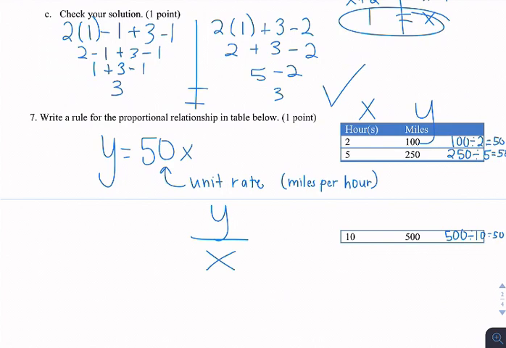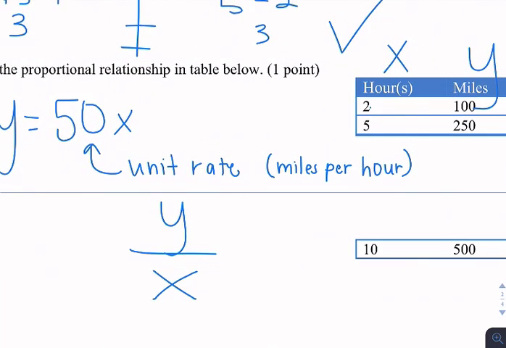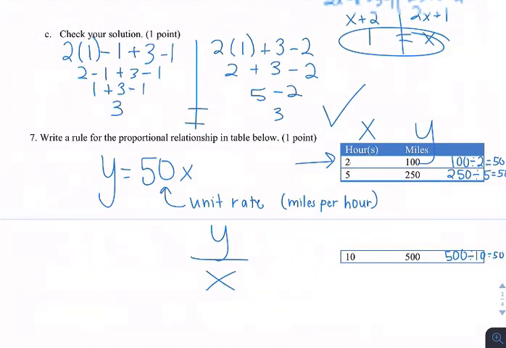Never put any other numbers in for Y or X for this one. Your rule should have both variables in it. Y equals your unit rate times X, so we have Y equals 50 times X. And you can double check if you do our X value, 2, is 2 times 50, 100. You can check all of those data points, and you should be getting the correct numbers.